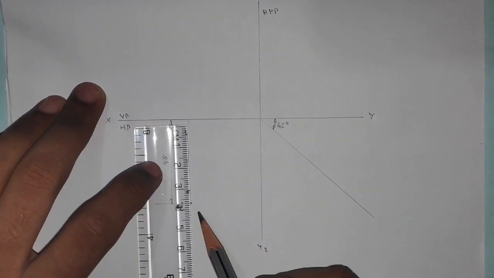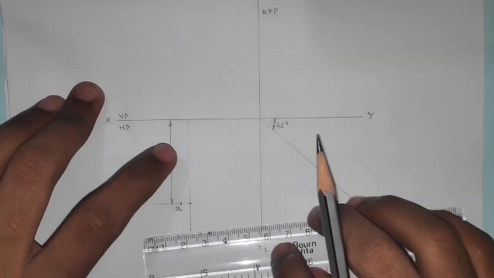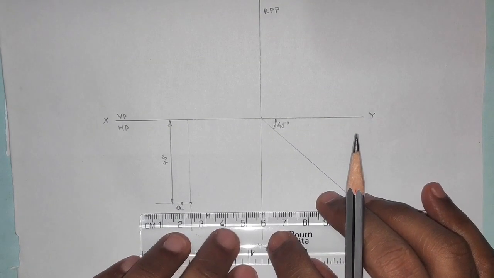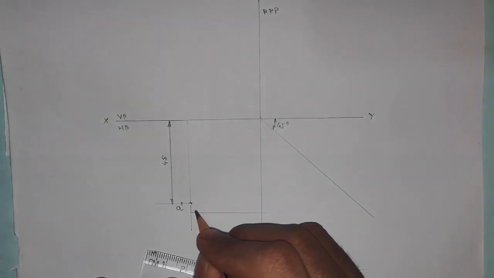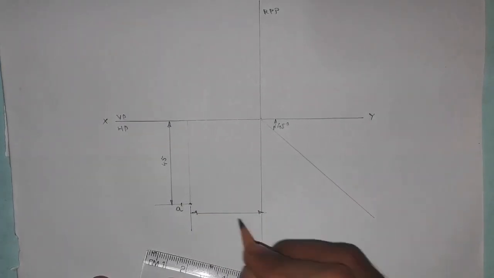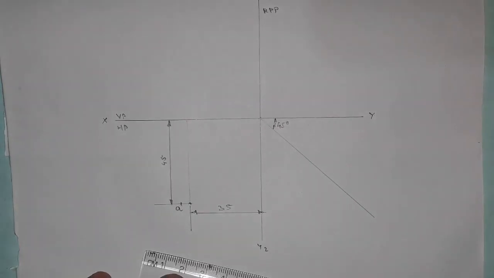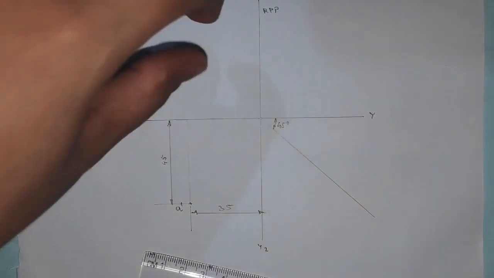So I'll also dimension this distance, because dimensioning is very important in any problems you solve. So here this will be 35 mm dimension. Again I'm using the aligned dimensioning system here. Now I have to obtain the side view as well as front view.